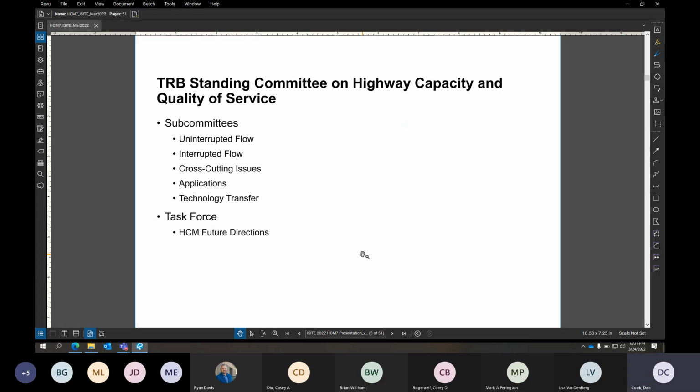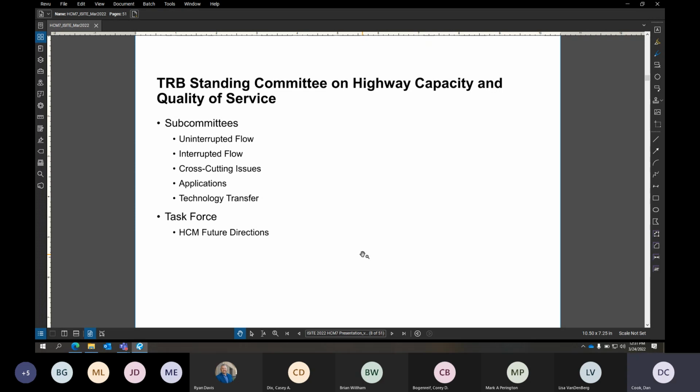So I just wanted to give a little bit of background on the committee. We're structured with 5 separate subcommittees. There are 3 basic, more technical subcommittees. Those are the first 3. The uninterrupted flow subcommittee, they of course look at all the stuff in Volume 2 related to freeways, 2-lane highways and multi-lane highways. Interrupted flow goes more into Volume 3. I'm very active in the interrupted flow subcommittee, and I'm also leading the working group on signalized intersections. So that's my main focus in that area.